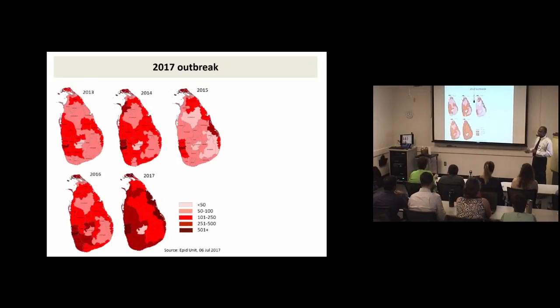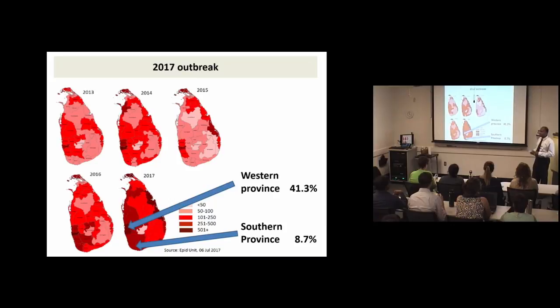A little bit more about the 2017 outbreak. You can see these pictures, the areas affected by dengue. You can see by 2017, the country is almost dark red, affecting almost every area. And out of all the cases, the western province was the most affected, which was 41% of all the cases. And the southern province was affected about 9% of all cases.